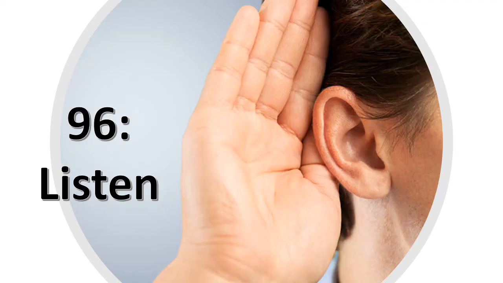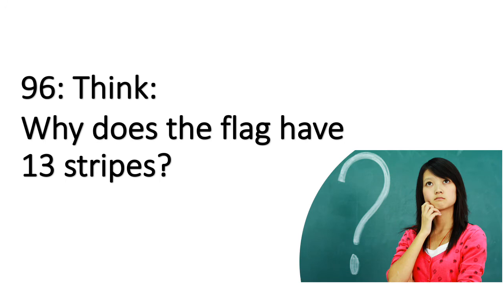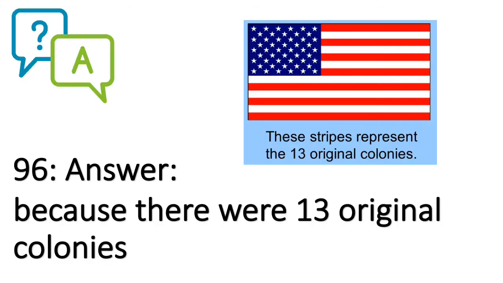Number 96. Why does the flag have 13 stripes? Because there were 13 original colonies.